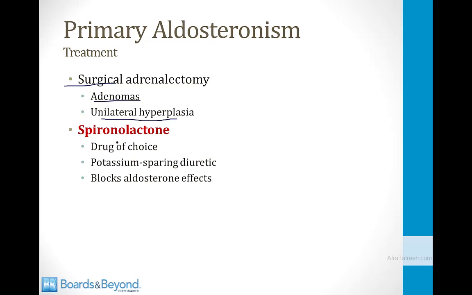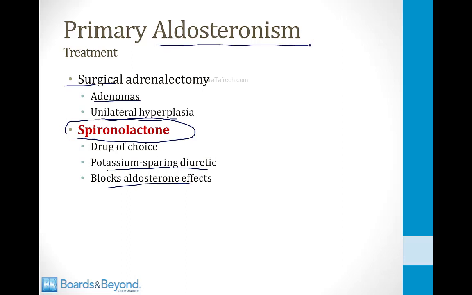Another treatment that is very high yield for you to know about for Step 1 is spironolactone. This is the drug of choice in primary aldosteronism. It is a potassium-sparing diuretic, but its mechanism of action is to block the effects of aldosterone. So obviously it is a drug you want to use when the patient has elevated aldosterone levels.